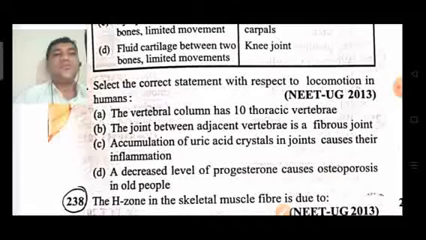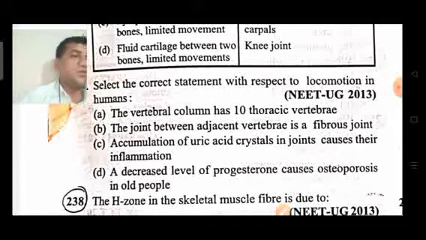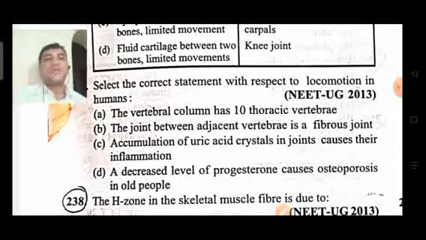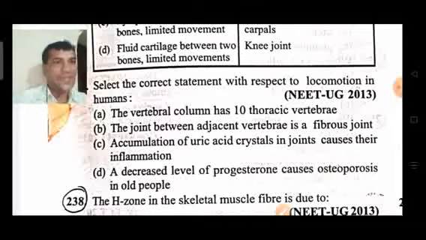Next is a NEET 2013 question, the same year, question 237. The vertebral column has 10 thoracic vertebrae. The joint between adjacent vertebrae is a fibrous joint. Accumulation of uric acid crystals in the joints causes their inflammation. A decreased level of progesterone causes osteoporosis.